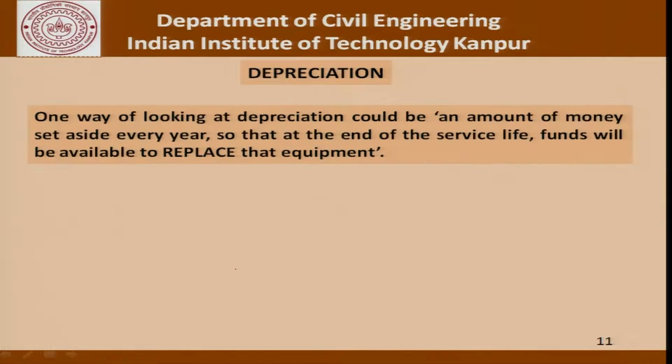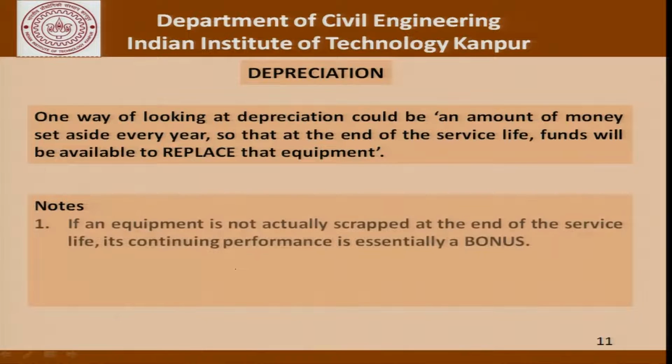Continuing with our discussion, one way of looking at depreciation could be an amount of money set aside every year so that at the end of the service life funds will be available to replace that equipment. And again, some notes. We have already stated that an equipment need not be scrapped at the end of its accounting service life, and therefore, if an equipment is not actually scrapped at the end of the service life, its continuing performance is essentially a bonus.